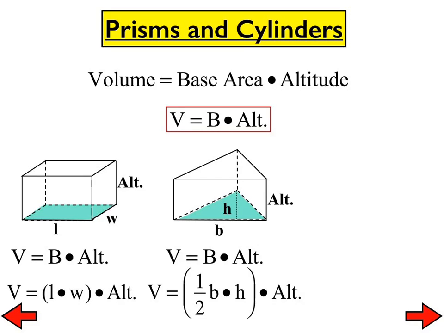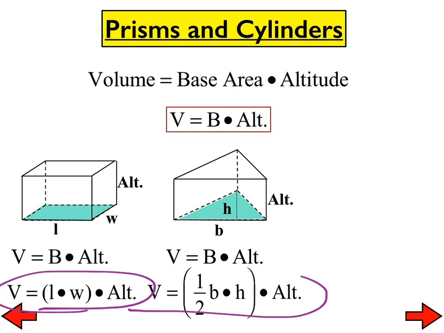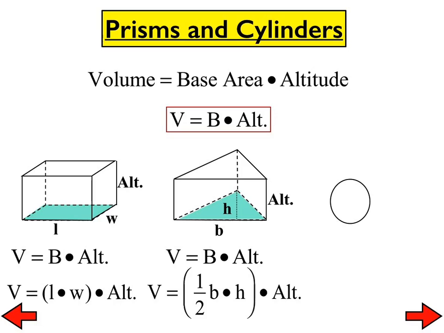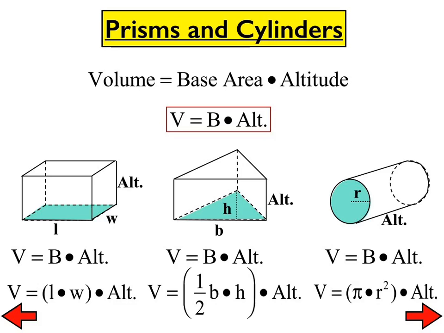And I hate even throwing these formulas out there because I prefer you to just think of it as the area of the base. Find the area of whatever the base is and multiply it by how tall it is. But I am going ahead and throwing those out there. And then we have a cylinder here. The base is a circle, so we need to find the area of the circle and multiply it by how tall it is. And sometimes these shapes are laying sideways, so the height or altitude of that shape is actually sideways instead of vertical.